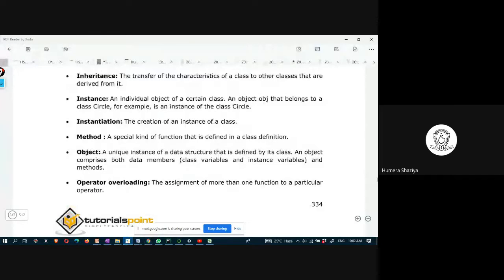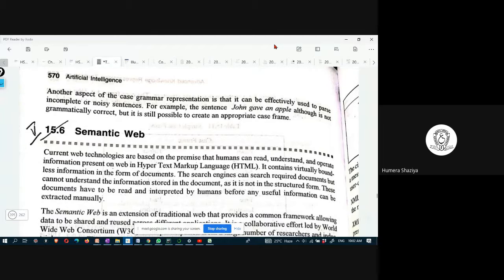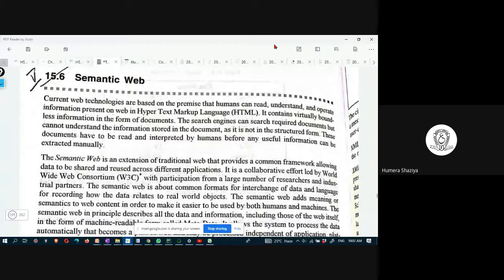Today we will learn semantic web. What is a semantic web? What is the need of semantic web? What was there before it?